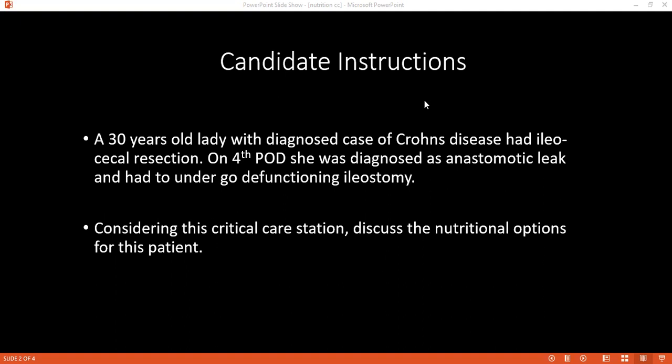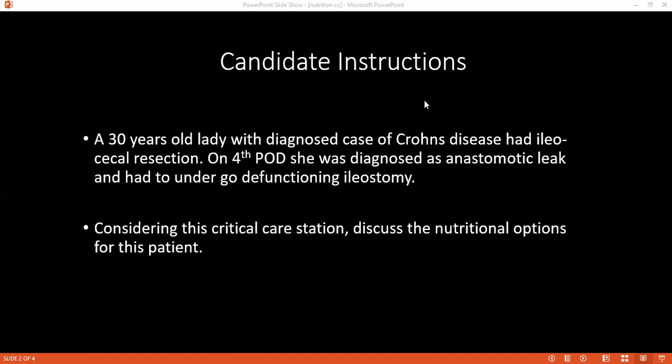Okay. Can you please tell me how would you calculate the nutritional requirement for a patient who is post-surgical, like this patient? So what things will you keep in your mind? I will start slowly first.